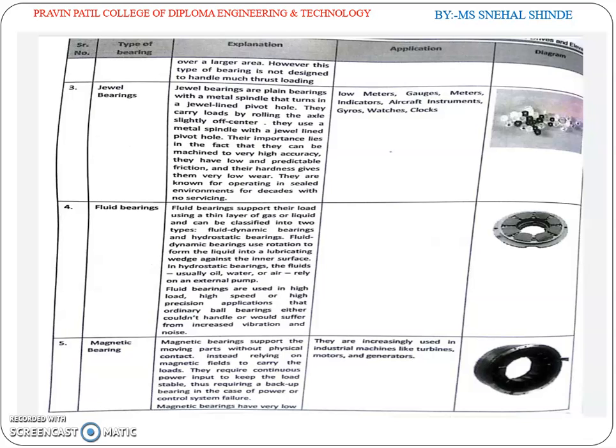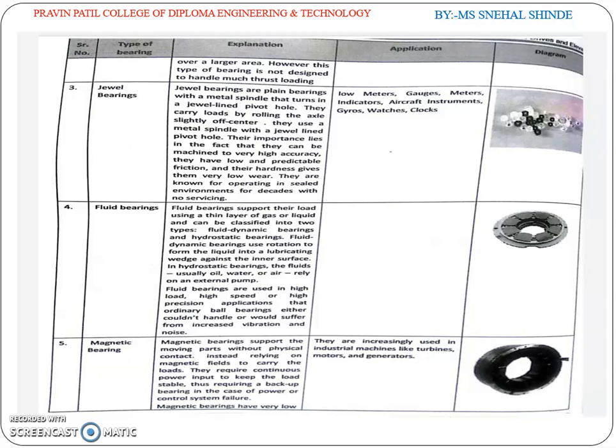rely on an external pump. Fluid bearings are used in high load, high speed or high precision applications that ordinary ball bearings either couldn't handle or would suffer from increased vibration and noise.